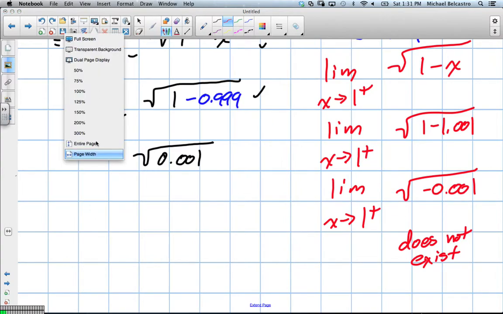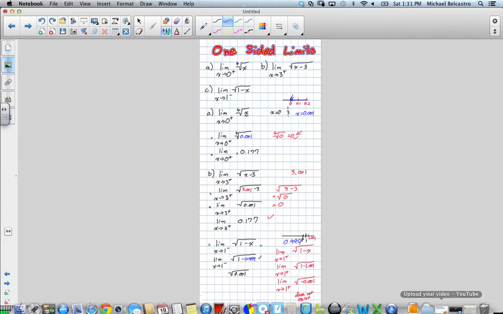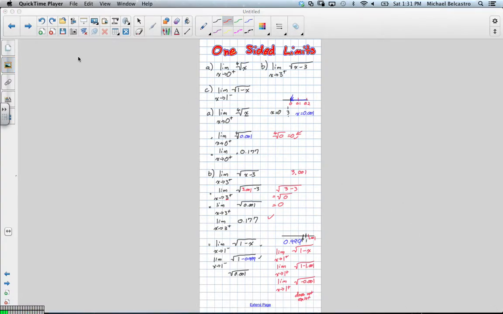From the left, it exists, but from the right, it doesn't exist in this question. So that's the idea. Does it exist from the right? Does it exist from the left? And this is how we solve it algebraically. We take numbers that are very, very close to them, and we test them out.